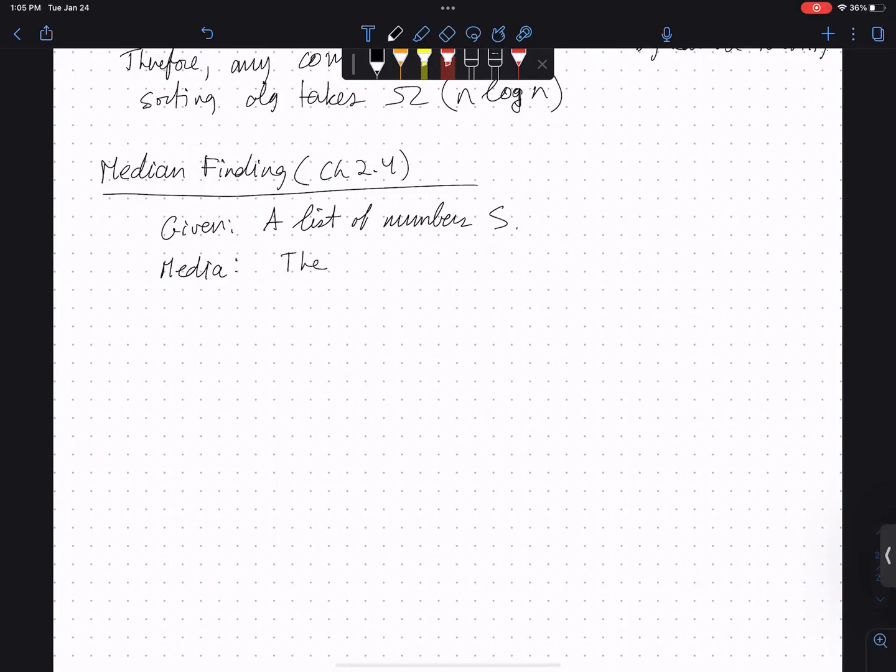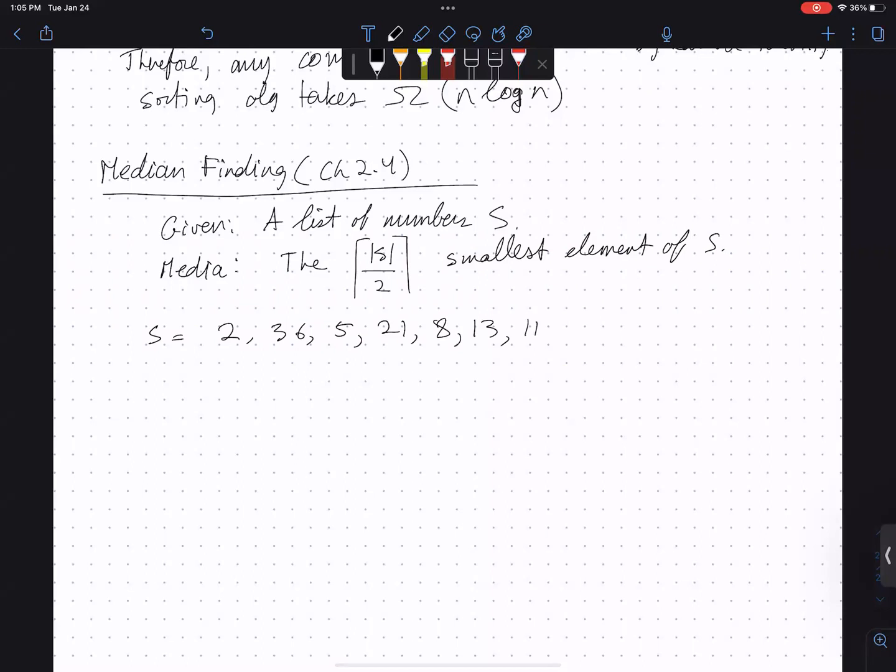We'll put it formally like this: we take S over 2, and we'll put a ceiling on it in case S is odd. And we want this smallest element. This is like the 10th smallest element or the 5th smallest element of S. So let's do an example. So let's say I've got 2, 36, 5, 21, 8, 13, 11, 20, 5, 4, 1.